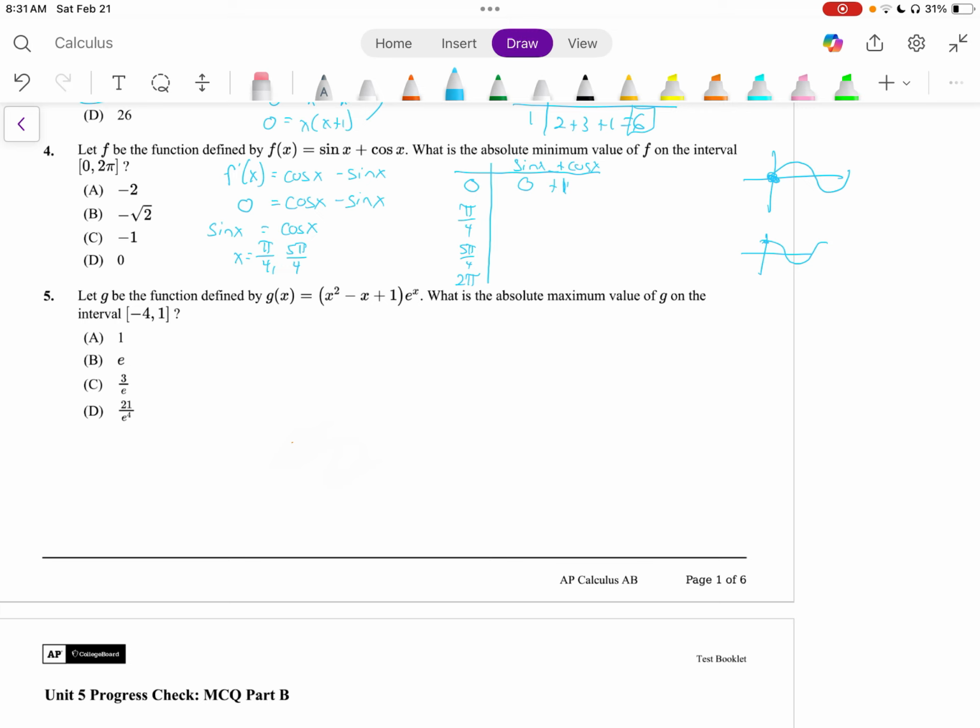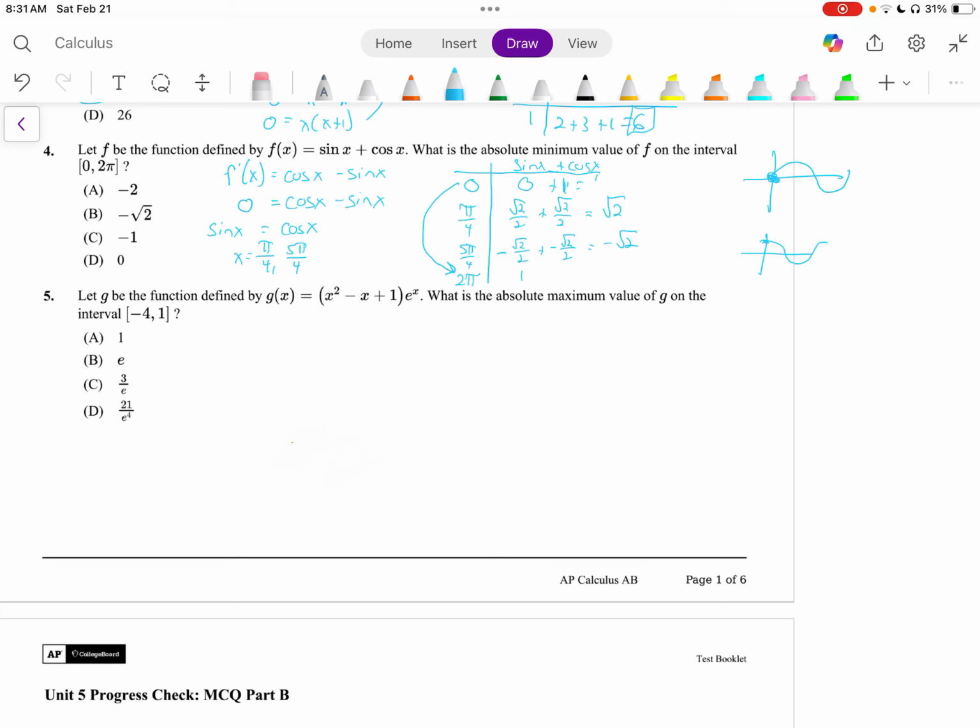Sine of pi over 4 is root 2 over 2. Cosine of pi over 4 is root 2 over 2. Well, that gives us 2 root 2 over 2, or root 2. 5 pi over 4, it's going to be root 2 still, but they're both going to be negative, because in the third quadrant, both sine and cosine are negative. So this is negative root 2 over 2 plus negative root 2 over 2, which is negative root 2. And lastly, 2 pi. Well, 2 pi and 0 give you the same trig values, and so it's also going to equal 1.